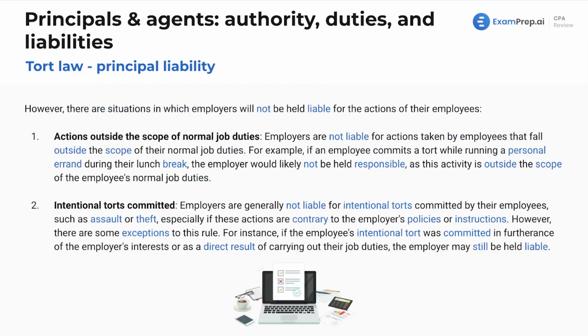We have some situations in which employers will not be held liable. Let's see, actions outside the scope of normal job duties. Oh yeah, if an employee goes and commits a crime on the weekend or when they're not at work, or even if they do it on work time, but they are on their lunch break driving over somewhere where they shouldn't be and committing a crime, that's not going to be something in the scope of normal job duties. Employers are not liable for actions taken by employees that fall outside the scope of their normal job duties. So, for example, if an employee commits a tort while running a personal errand during their lunch break, the employer would not be held responsible as this activity is outside the scope of the employee's normal job duties.